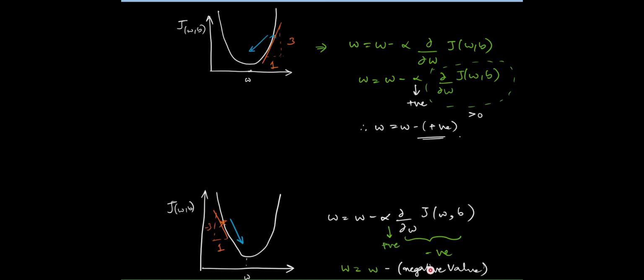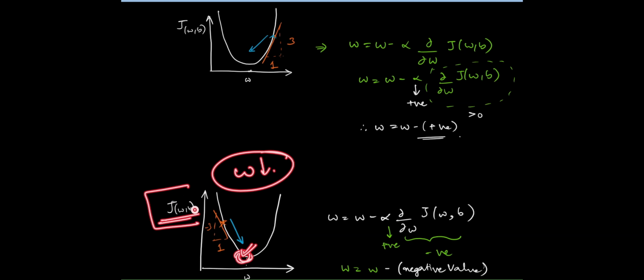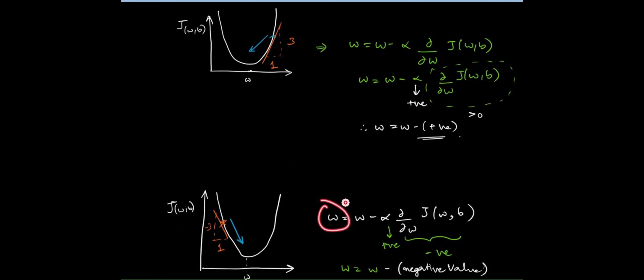So w = w minus a negative value, which means the value of w is increasing. Increasing means it is moving in the positive x direction. So it is reaching towards the lowest point of the cost function, which means the cost function is decreasing. This is how changing the parameter w affects the learning. This is how gradient descent improves the model. Thank you.